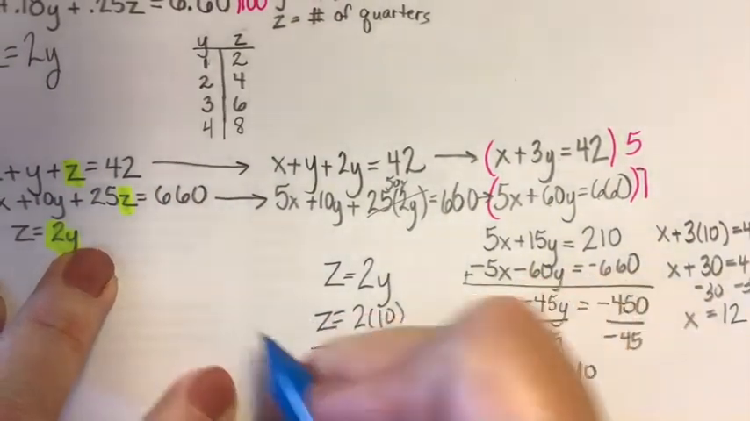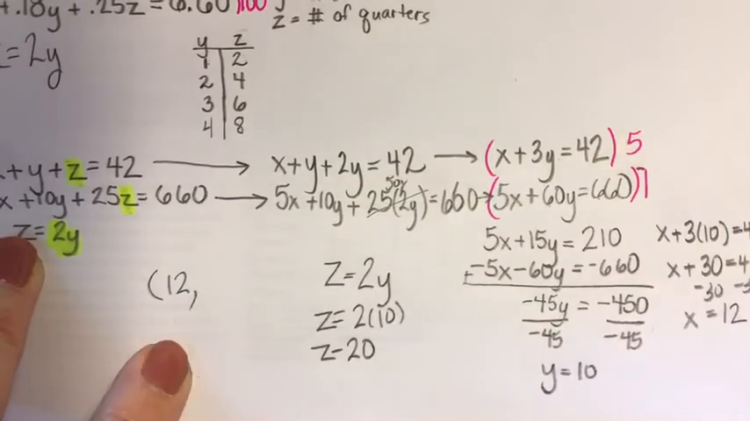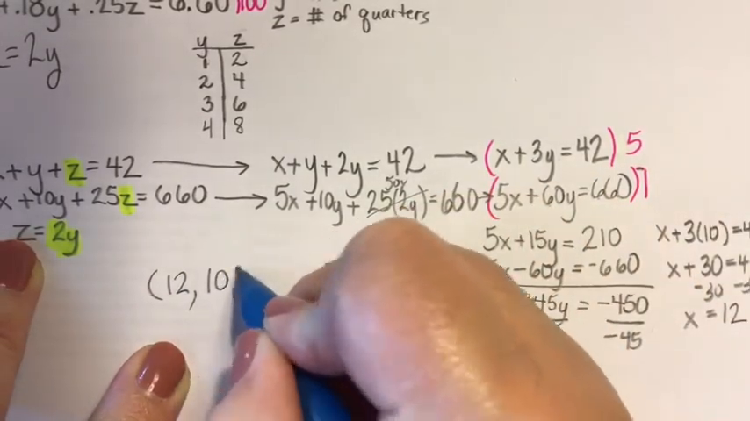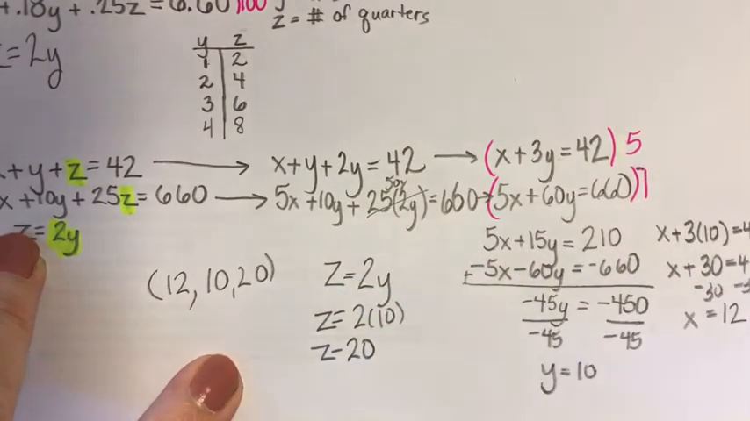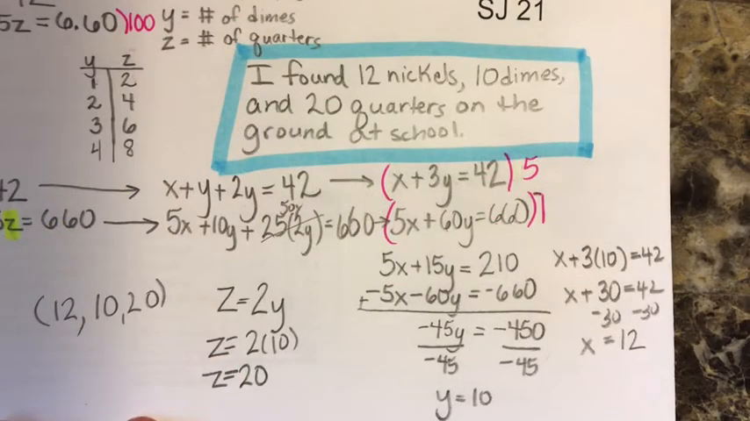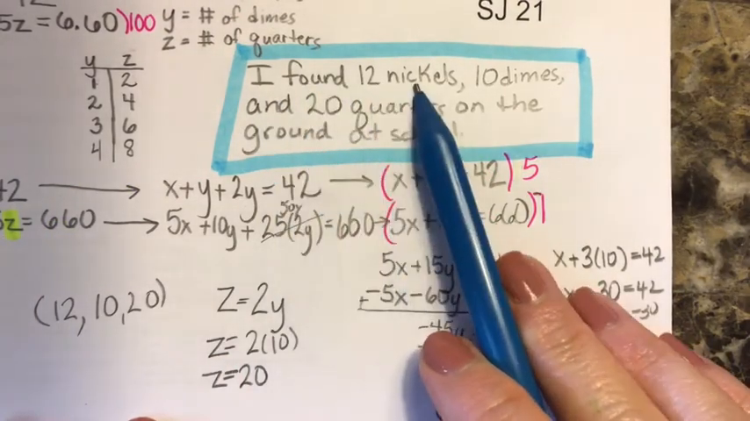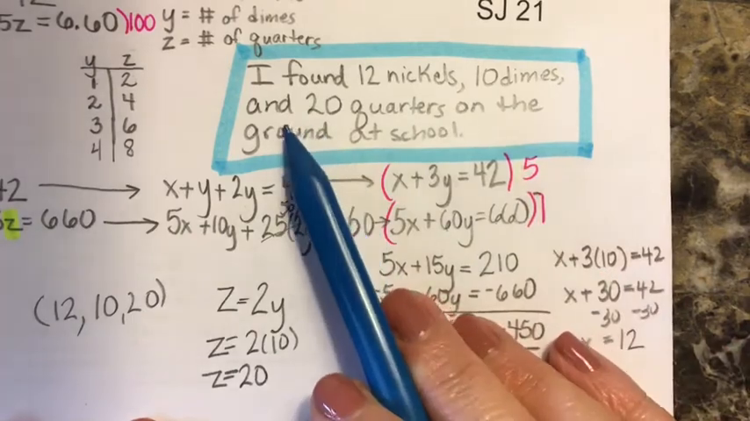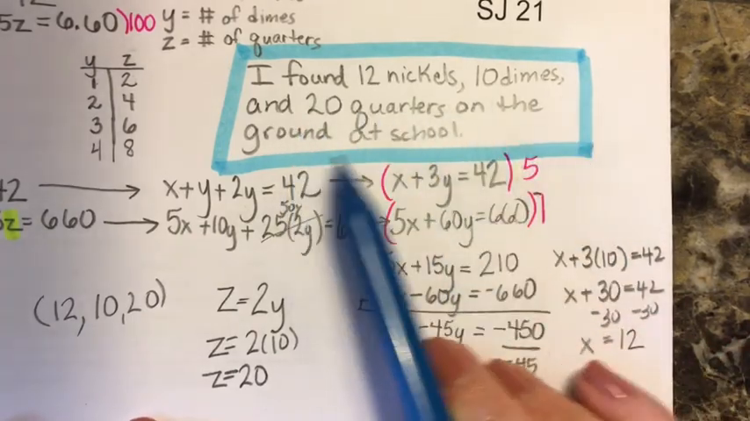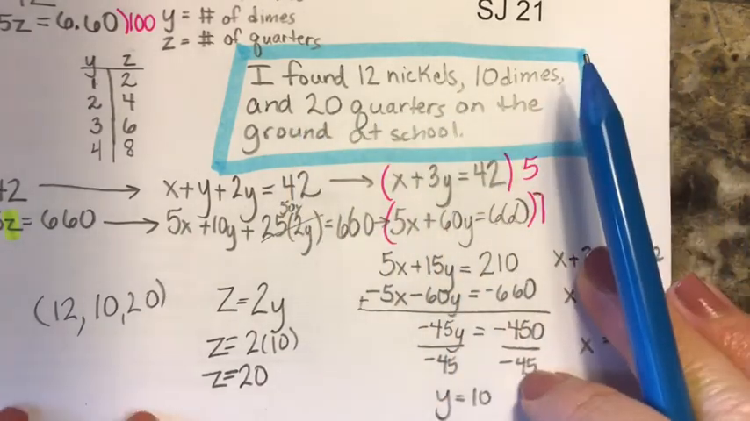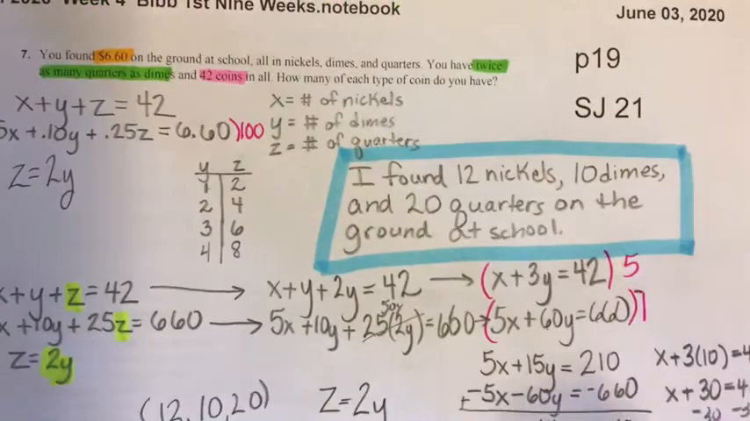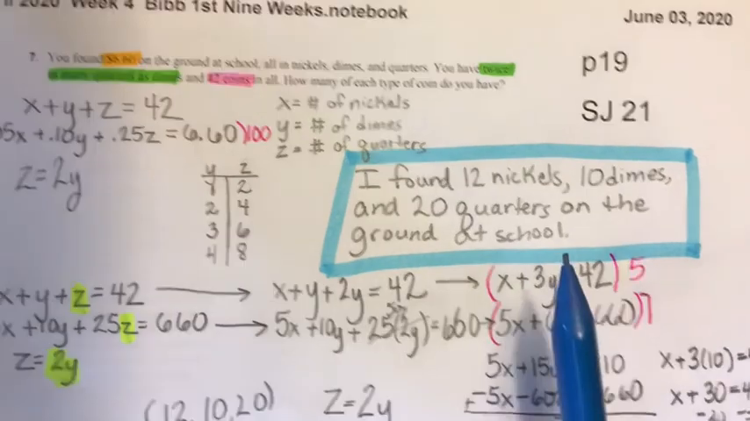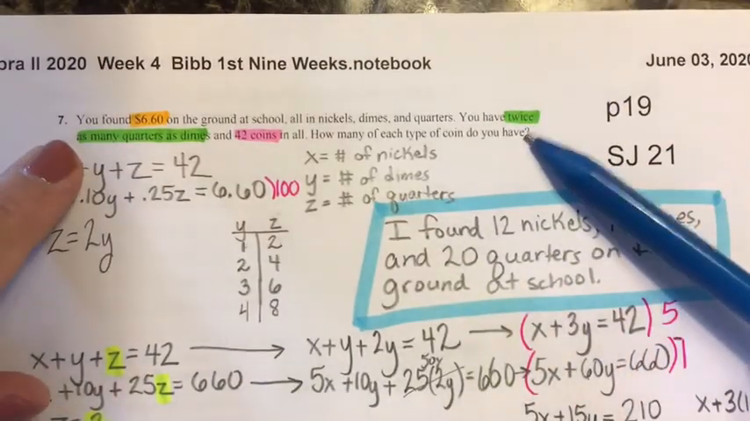I'm going to write my final answer as an ordered triple. Instead of 12, I'll write it out first. 12, 10, and 20 as an answer. Since this is a word problem, I'm going to write it to make sense with this problem. Here's my final answer. I found 12 nickels, 10 dimes, and 20 quarters on the ground at school. I used solving the system of three equations, that skill, to find the answers to this word problem.